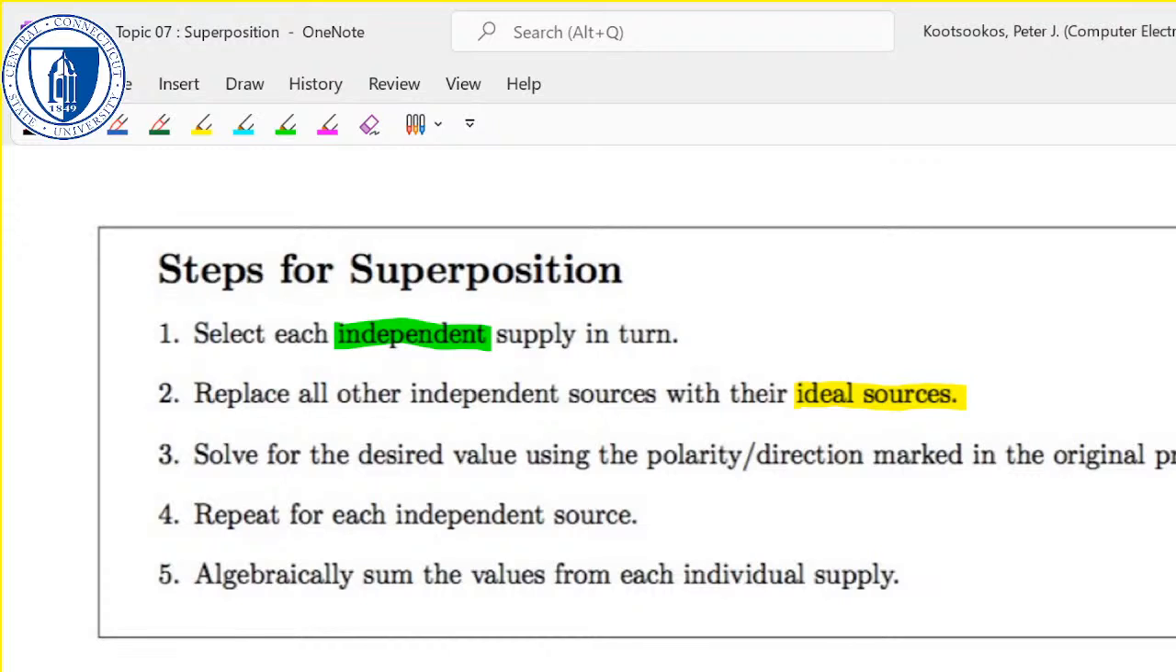Any questions about superposition? Very quiet today. Okay.